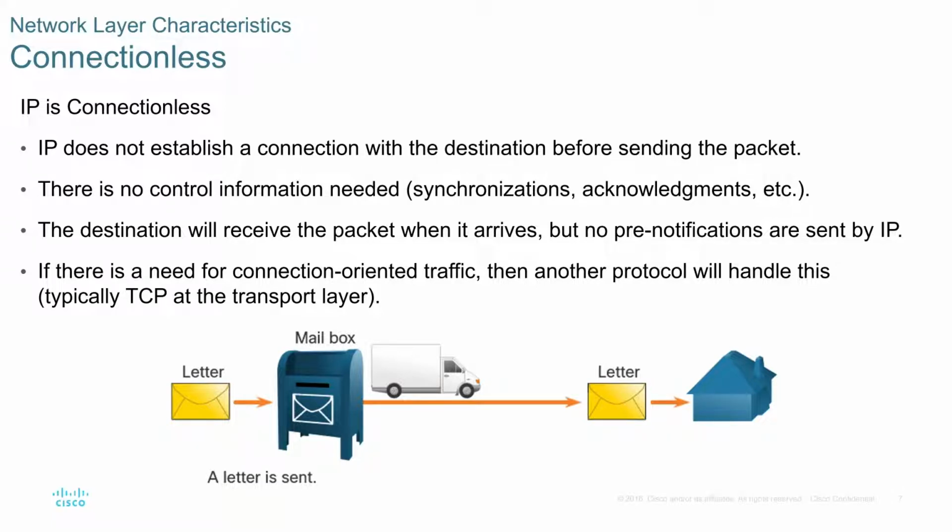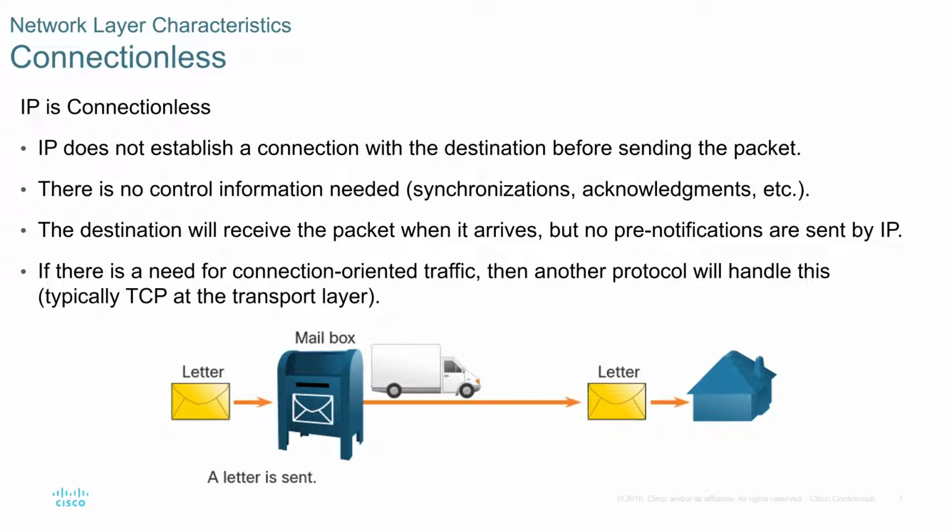If there is a need for connection-oriented traffic, then another protocol will handle this. Typically, TCP at the transport layer will set up through a three-way handshake the connection so that we can be assured the connection is there, the receiving system is available, and ready to accept our data.